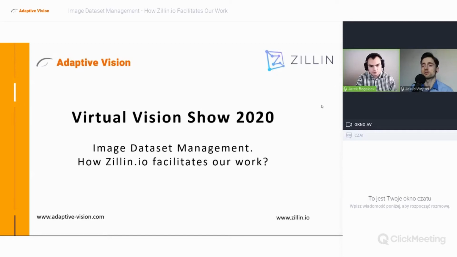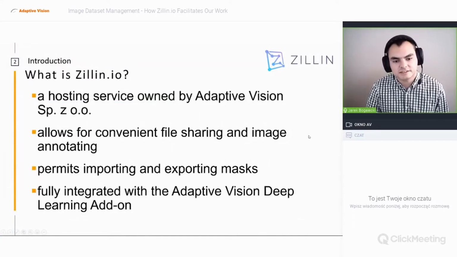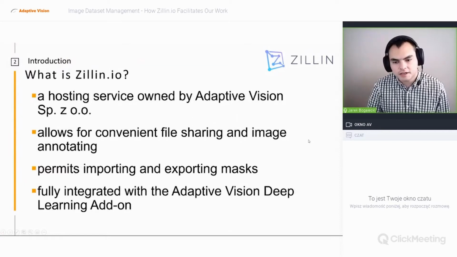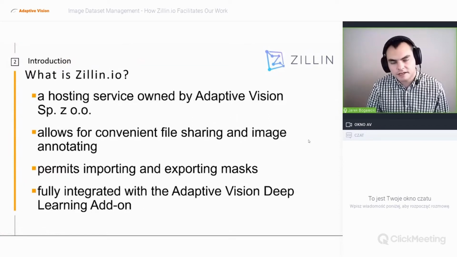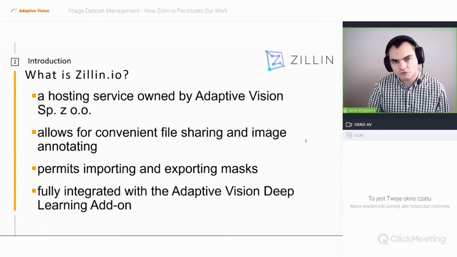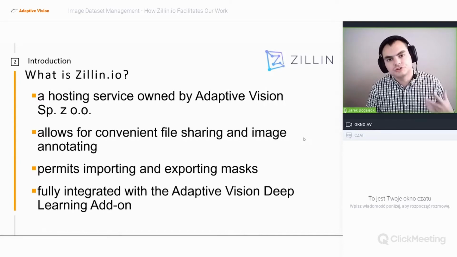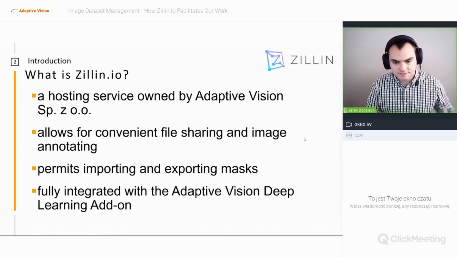And without further ado, let's just jump into the topic of today's presentation, which is image dataset management, how Zilin.io facilitates our work. So first off, let's establish what Zilin.io actually even is. Well, it's a hosting service that's owned by Adaptive Vision Spółka z o.o., our company based in Gliwice in southern Poland. Now, Zilin is a hosting service that allows you to conveniently upload and share your image files between you, your business partners, your clients, but also your fellow company employees.